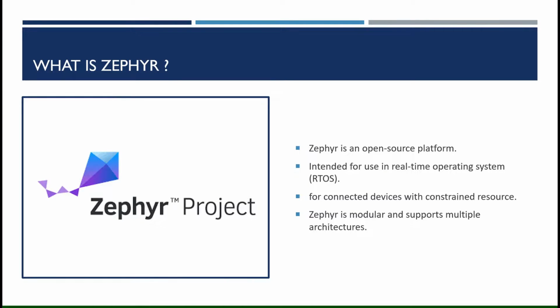We'll start off by talking about Zephyr and BLE devices. Now these two technologies are what underpin our project. So Zephyr, it's an open source platform. It is intended for use in real-time operating systems, or RTOS for short, for connected devices with constrained resources. So that would be a limited amount of CPU power, RAM or storage.